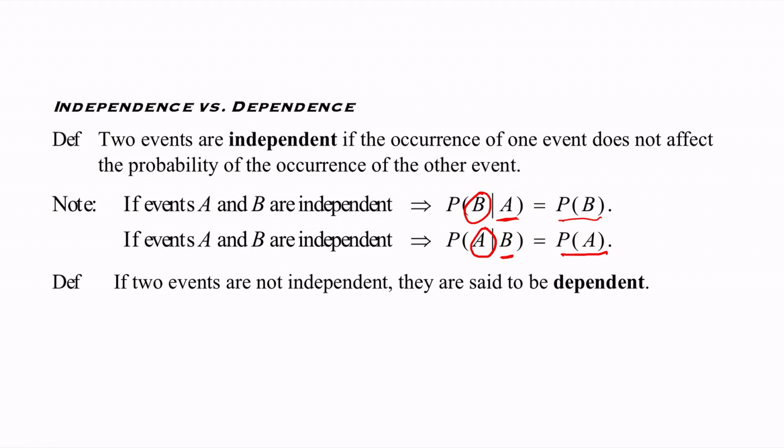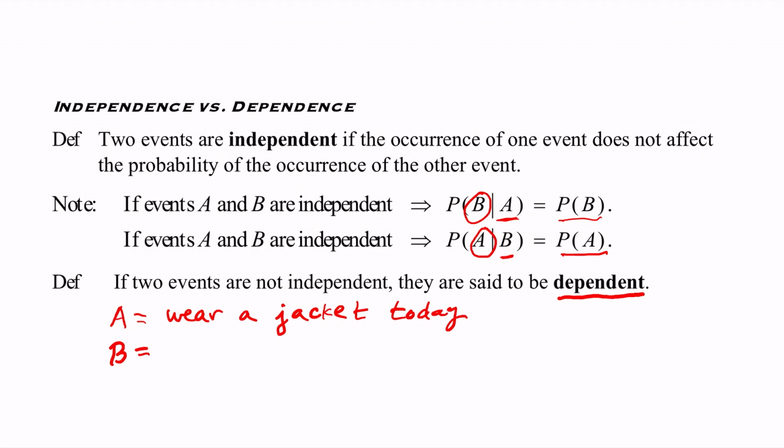But let's think of a case where maybe we have dependent events. So those are events that would affect the outcome of another event. So what would be an example of some events that are dependent? Well, let's take a case where event A is whether or not I wear a jacket on a particular day. So let's say it's the event of me wearing a jacket today. And then event B will be whether or not it rains today.